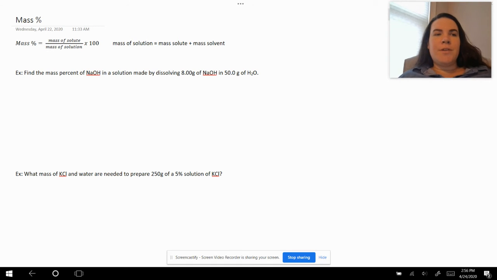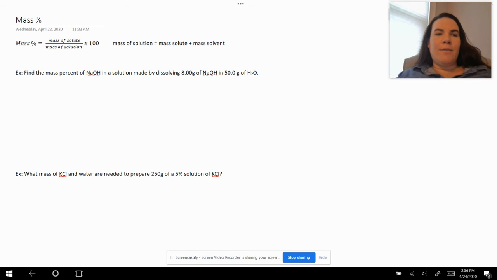So we're going to do 2 examples. The first one, we're just finding the mass percent. And then in the second one, we can figure out the mass of the solute and the solvent if we know the percent by mass of the solution. All right, so let's look at our first one.